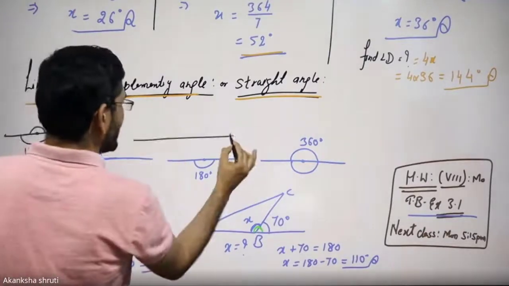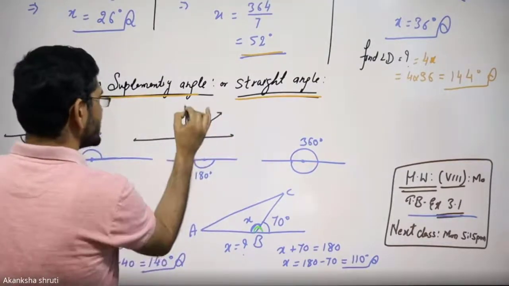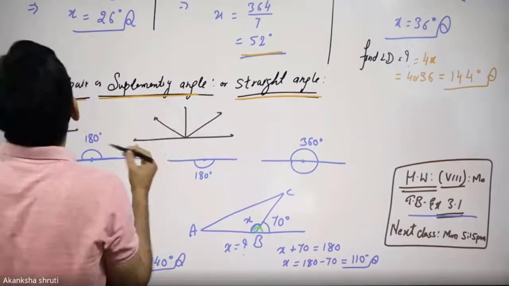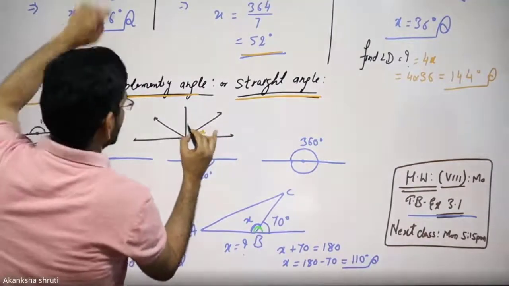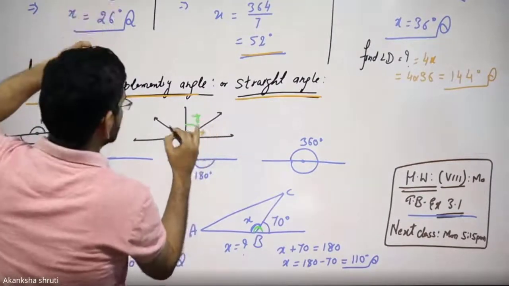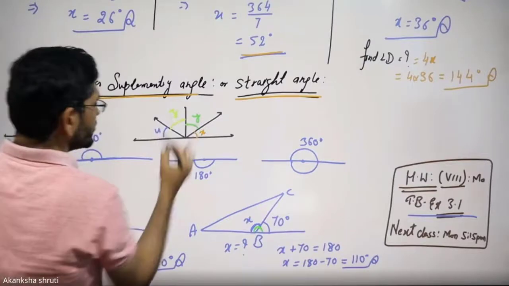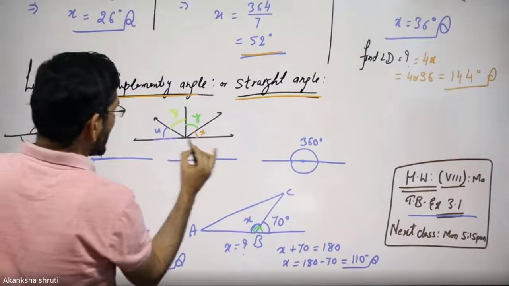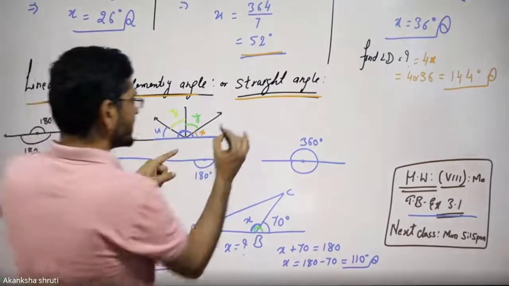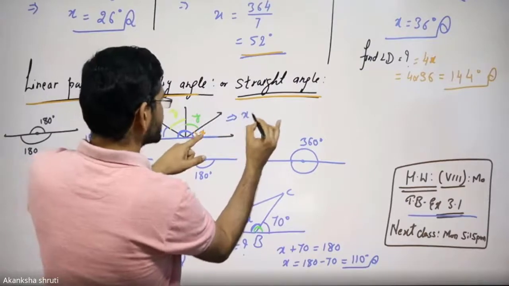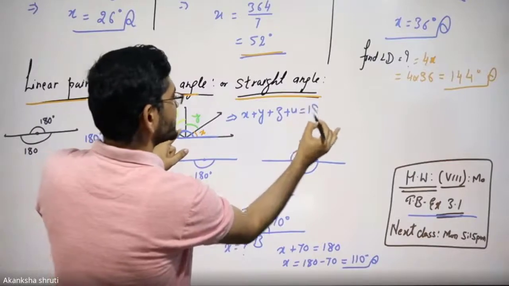Therefore, if we make any other line here, say like this or this, then whatever this angle x, consider this angle as y, consider this angle as z, consider this angle as u, then students, this entire straight line is formed by addition of all these angles. Therefore, here we can write x plus y plus z plus u is 180 degrees.